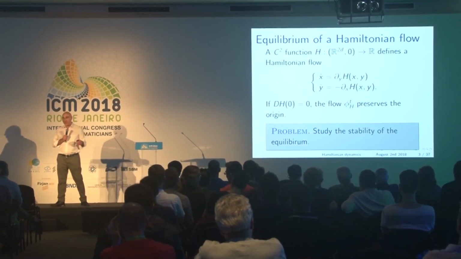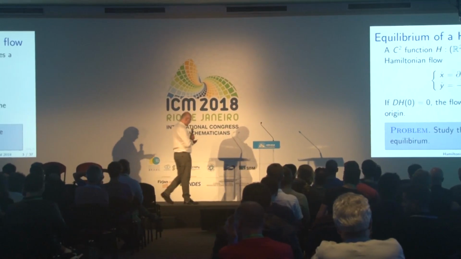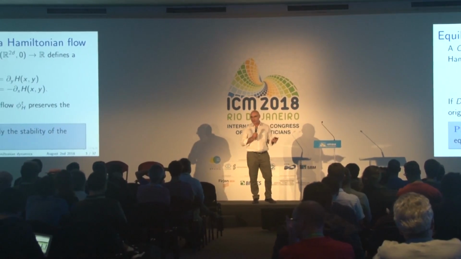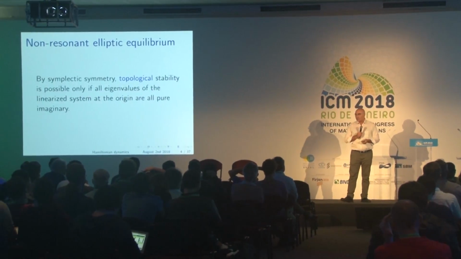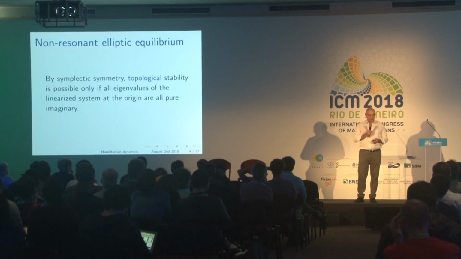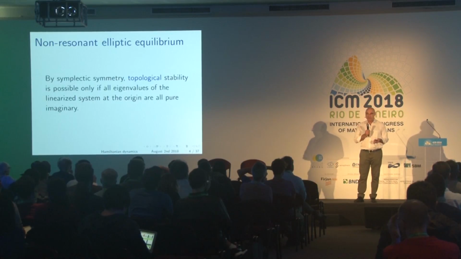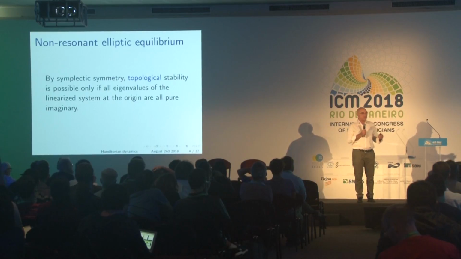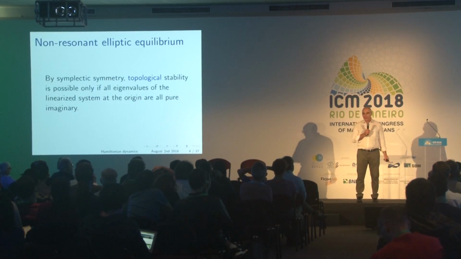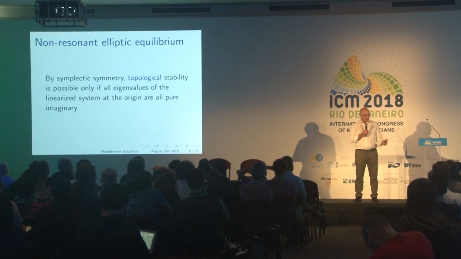The problem is to study the stability of this equilibrium. Stability in which sense, we will see. First, in the most basic sense, we are looking at the topological stability of this equilibrium, which means basically Lyapunov stability. By symplectic symmetry, the topological stability of this equilibrium is possible if and only if the eigenvalues of the linearized system are pure imaginary. I won't write the equation, but that's what we have.